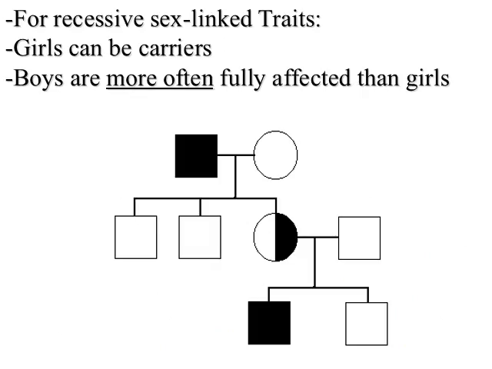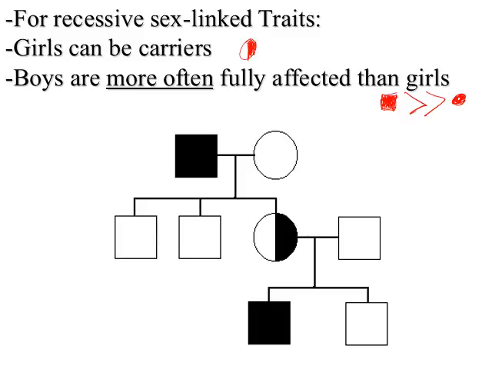So, just by looking at a pedigree diagram, you should be able to tell by this point whether a trait that's being shown is a recessive sex-linked trait. Again, the things you're looking for: girls are carriers, which means they look like this, only halfway shaded in. And you have a higher proportion of boys fully affected than girls.